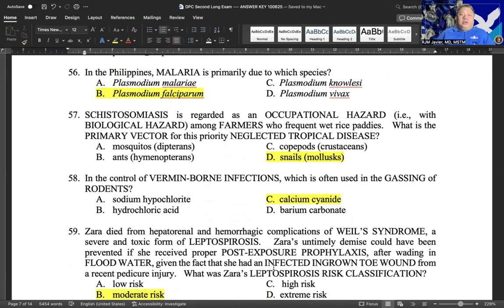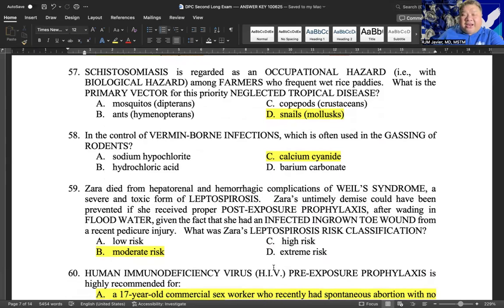Moving forward, we now go to number 56. In the Philippines, malaria is primarily due to which species? I think this is just more of a recall, and the answer here will be your Plasmodium falciparum. Perhaps I just want you to be reminded that your Plasmodium falciparum is also known to produce what you call your malaria encephalitis. So it can also cause significant neurologic deficits, or cerebral malaria in worst cases of your malaria.